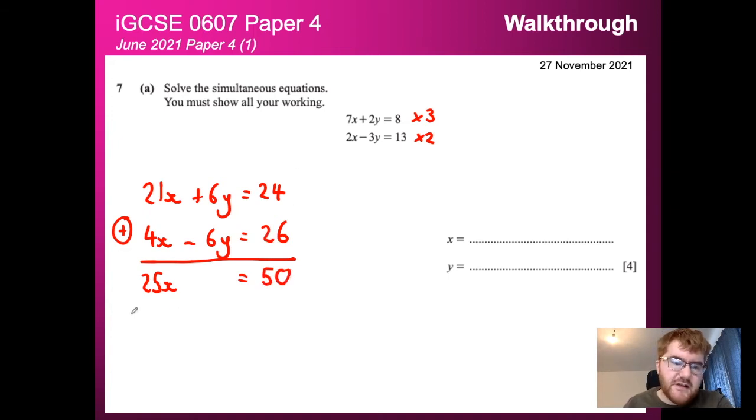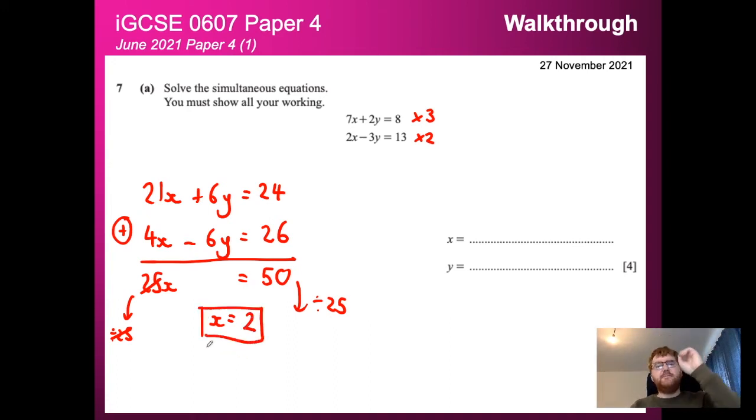Now we want x on its own. So what's the opposite of timesing by 25? We divide by 25 on both sides. This cancels here, and we're left with x. And then 50 divided by 25 is equal to 2. Now don't celebrate at this point, because we need to work out what y is as well.